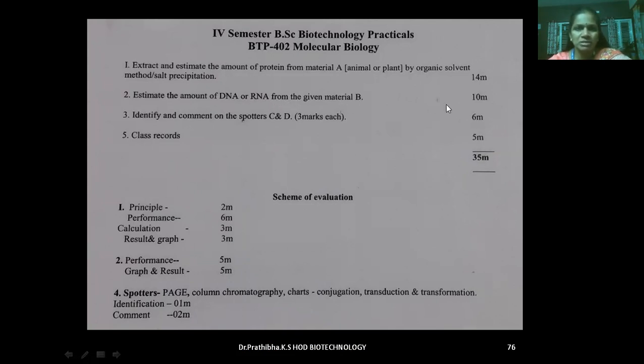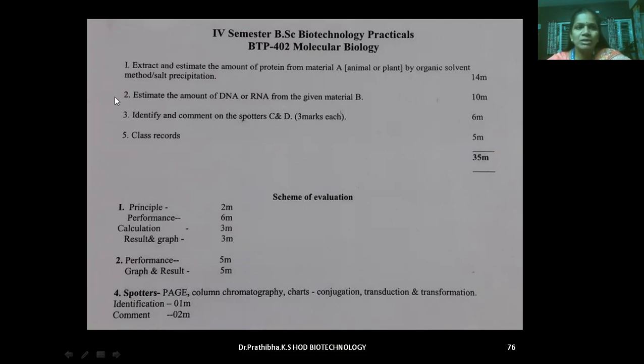Question number 2. Estimate the amount of DNA or RNA from the given material. B, 10 marks. Identify and comment on the spotters. C and D, 2 spotters will be there. Each spotter carries 3 marks, so total 6 marks. Then class record 5 marks. So in this question number 1, you may get any one sample, animal source or plant source, not both. So in the principle 2 marks, performance 6 marks, calculation 3 marks, and result and graph 3 marks.